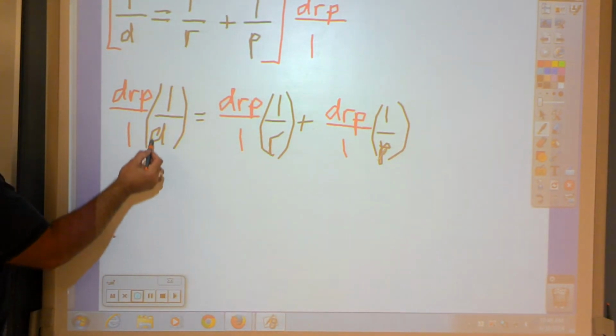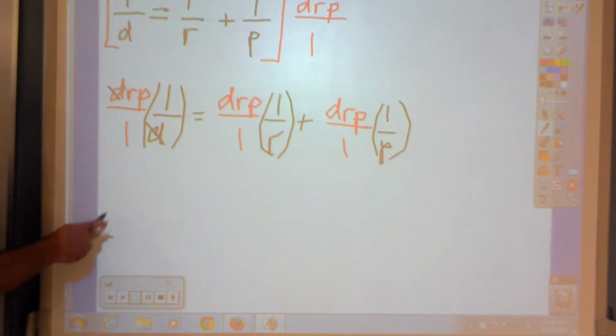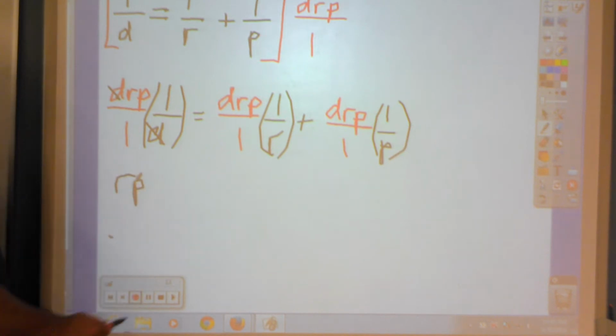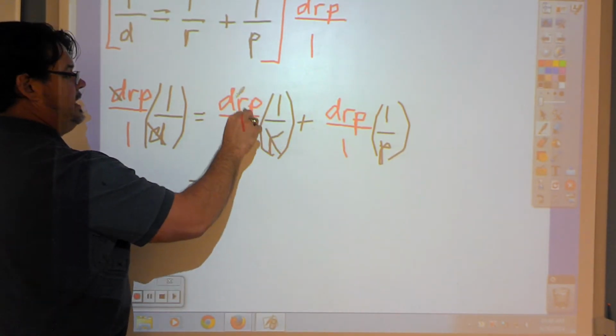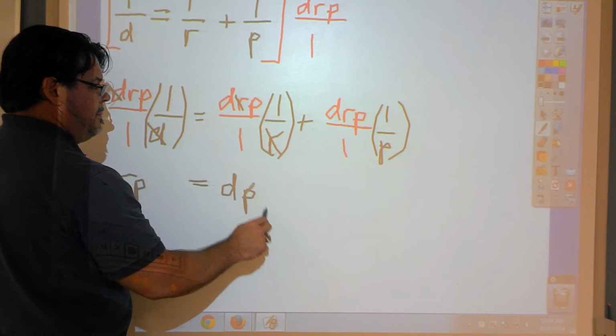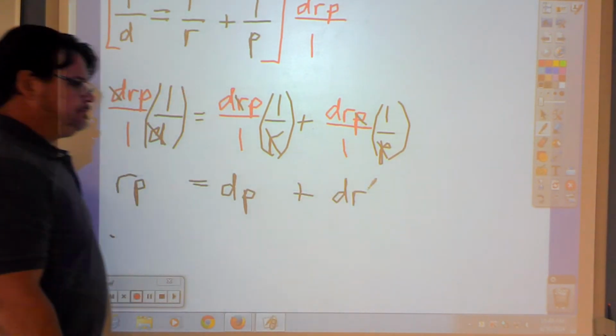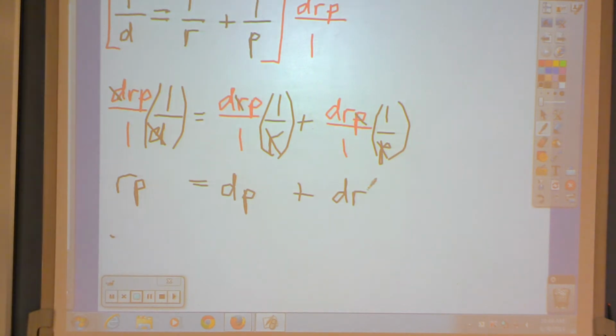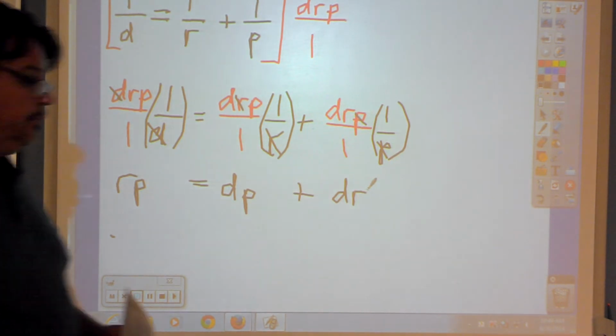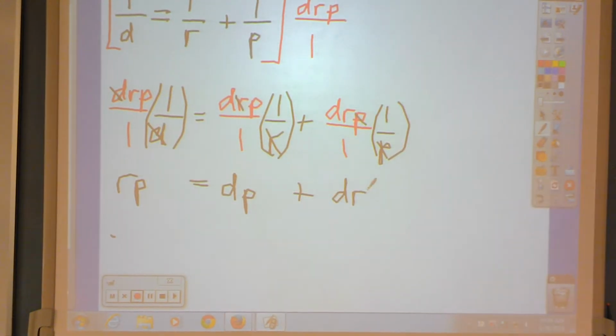All right, what happens here? These cancel, RP. You get DP. R's cancel, DP. You get DR. So you have RP equals DP plus DR. Now, what did I tell you? What's the second rule after you clear the fraction? Get the variable on one side. Is the variable on one side?